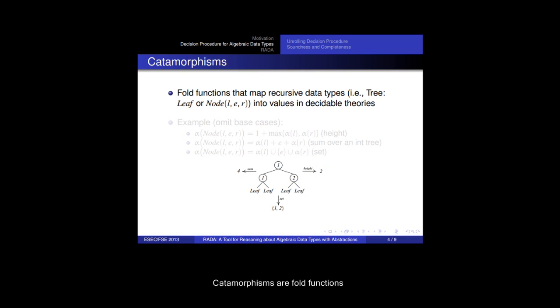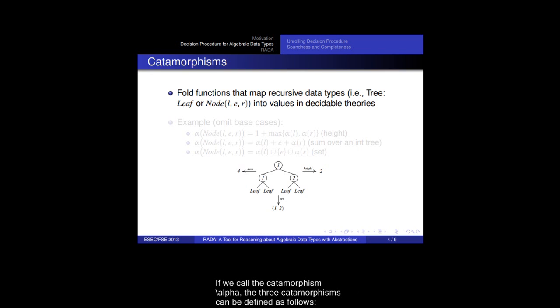Catamorphisms are functions that map recursive data types into values in decidable theories. Let's consider the case of binary trees. With a binary tree like the one in the figure here, we can map the tree to its height, which is 2 in this case. We can also map the tree to the sum of all of its element values, or the set of all of the element values in the tree.